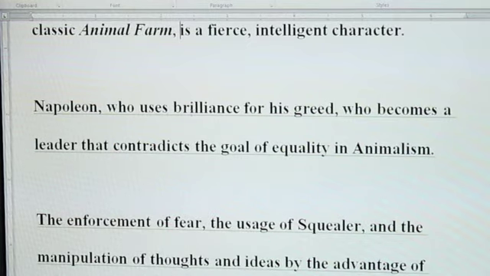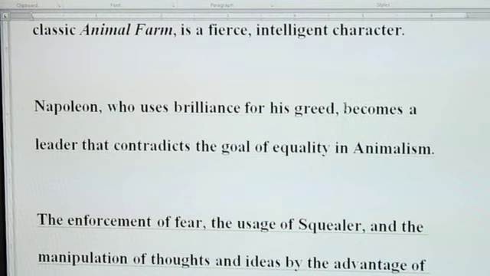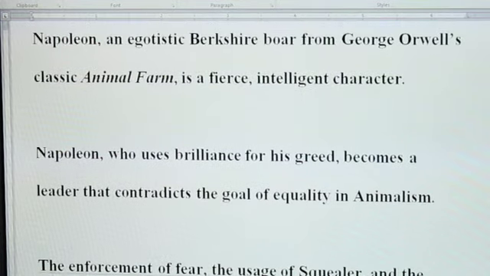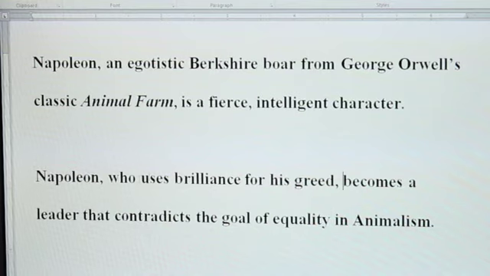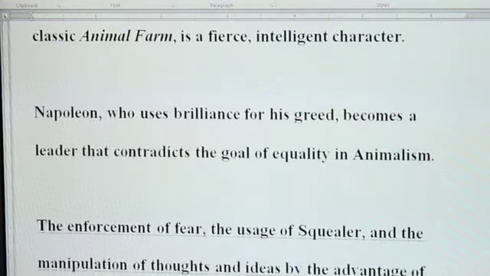So we can say Napoleon, who uses brilliance for his greed, becomes a leader that contradicts the goal of equality in animalism. So notice that we have a subject, we have the predicate becomes, so Napoleon becomes a leader that contradicts the goal of equality in animalism. So who uses brilliance for his greed, we also have a subject and a predicate, who and uses, that helps create this dependent clause. Here we have Napoleon is, that is our subject, our predicate. So you always have to look for your subject and predicate set. That is the key to creating sentences that are complete thoughts.